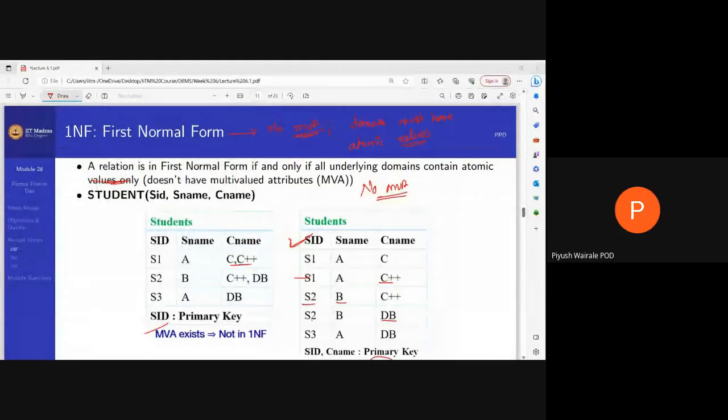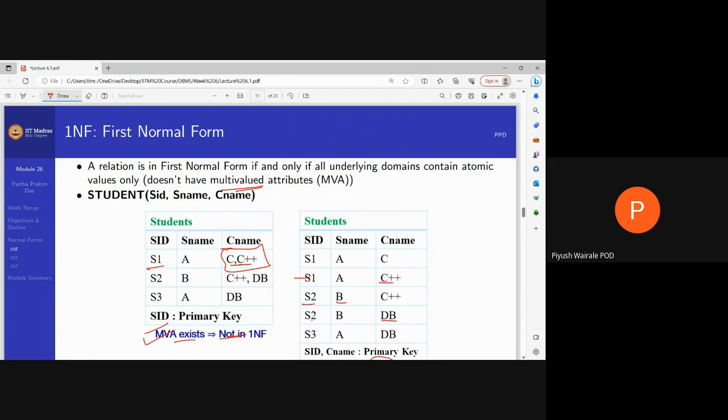Okay. Fine. So what is first NF now? It is first normal form. A relation is in the first normal form when there is no multi-value attribute. So what is a multi-value attribute here? In this particular table, for S1 we have C, C++, right? So this is a multi-value attribute. We are storing two values in the same field. So if it is there, then MVA exists, multi-value attribute exists, and it is not in 1NF.